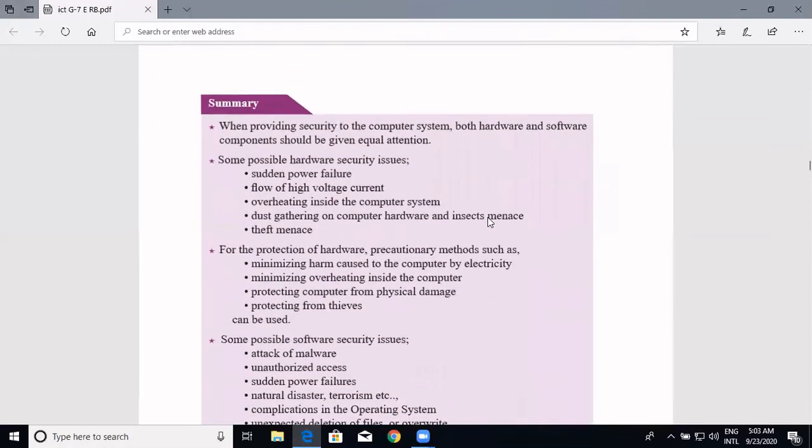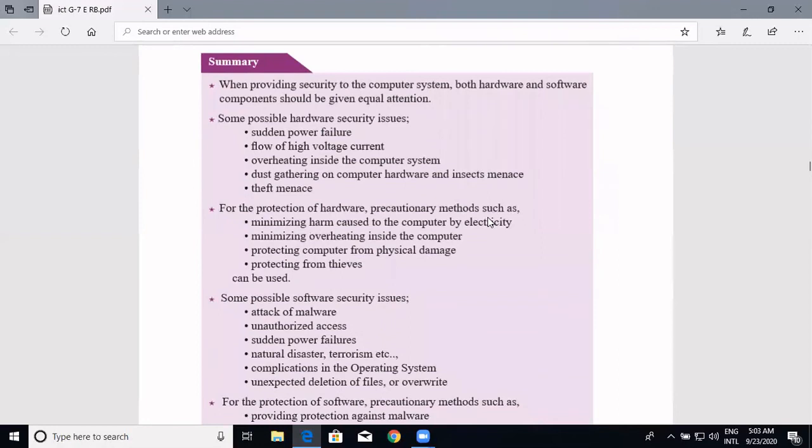Okay, so that's the end of chapter 3. A bit long one. It's basically theoretical. Not many practical things were there. So in this chapter, we basically talked about security, hardware and software in both ways, right? There can be a lot of security threats and issues, as we discussed. For example, sudden power failure, high voltages, overheating, dust, theft, like that.